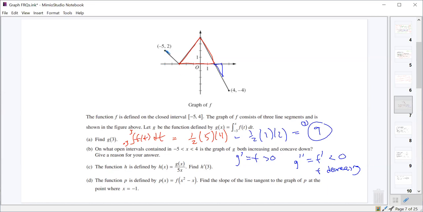So we're looking for when is F positive but decreasing. Well, here's F. It's positive and decreasing from -5 to -3. And it's positive and decreasing from 0 to 2. And that was worth 2 points for part B. Any questions there on part B?